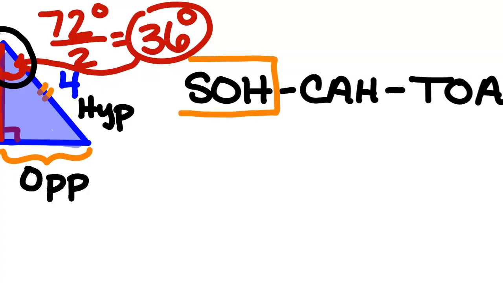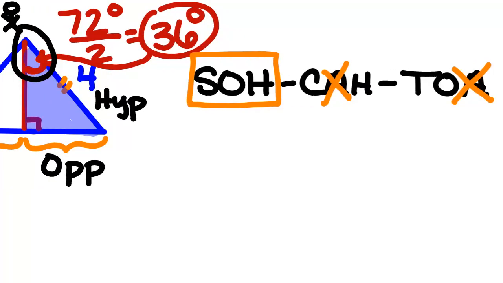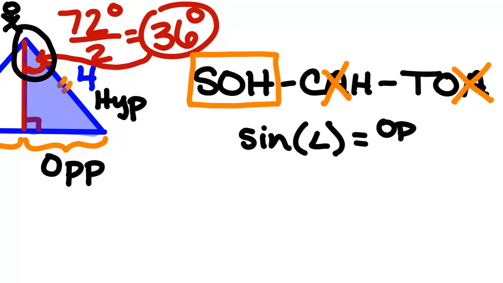Sine. The O stands for opposite, the H stands for hypotenuse. We're not interested in the adjacent side, so it's not going to be cosine. We're not interested in the adjacent side, so it can't be tangent. All right, so that is our sine function. Sine of the angle is equal to opposite over hypotenuse.